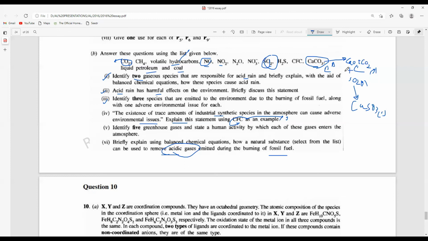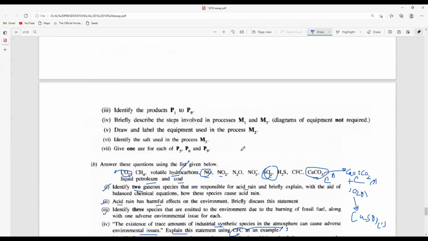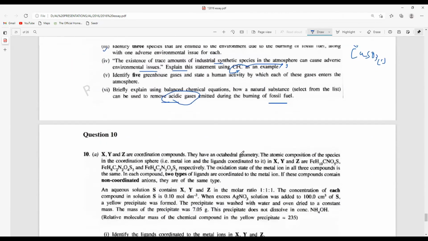I asked this question in the same way in the previous example, if you can remember. In fact, I could remember this: it was in the extraction of iron, one of the raw materials that we use, limestone. They asked how we can use it to remove gases as a leak. So this was the explanation at that time also, right? So this summarizes question number 9 as well.